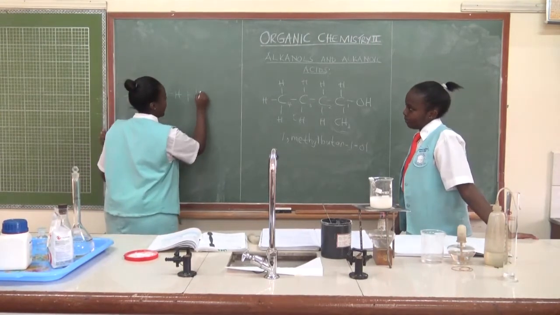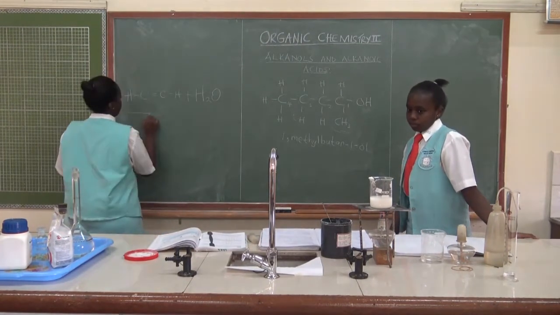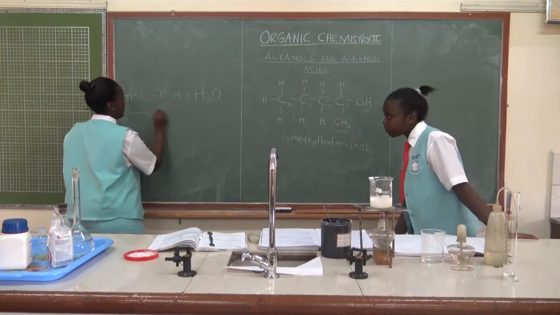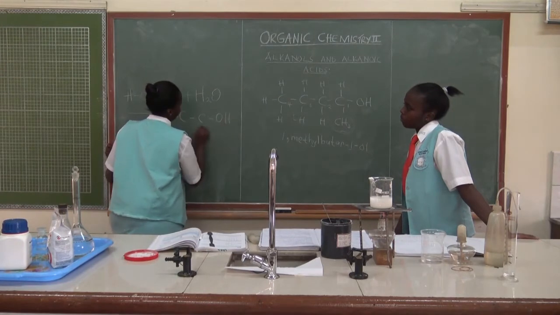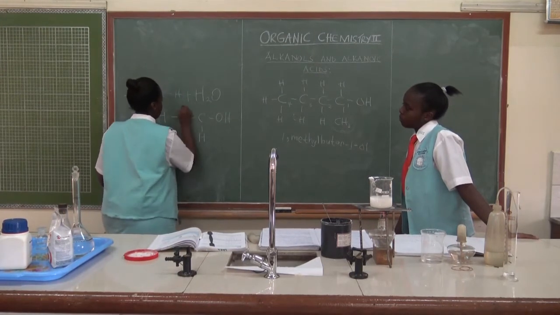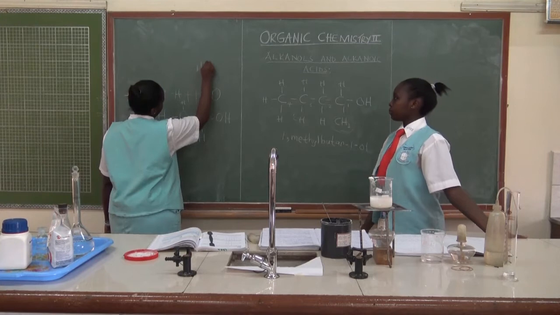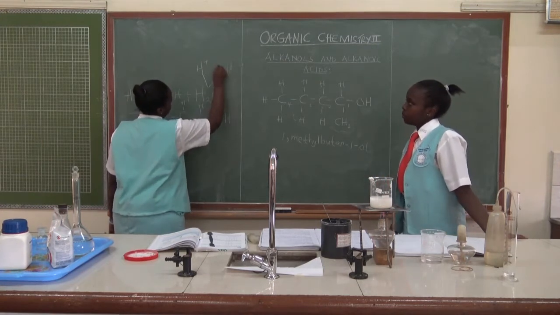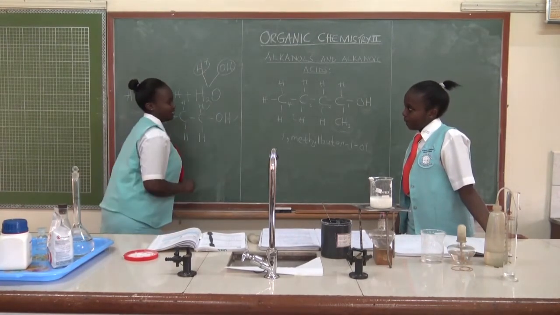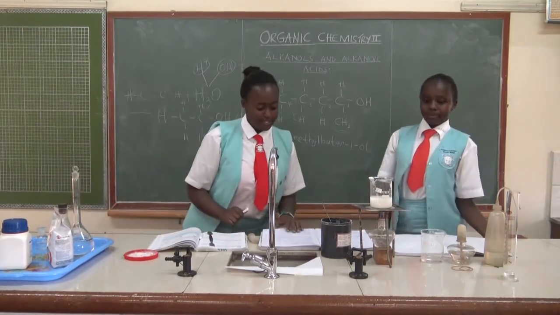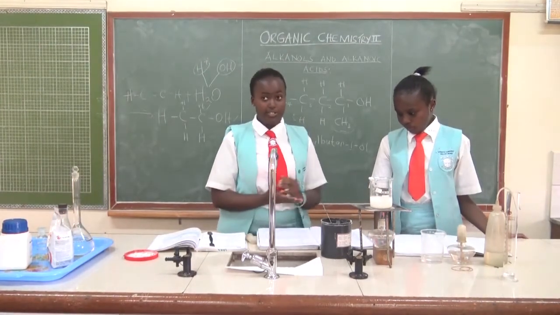Hydrolyzing basically means adding water. So you add H2O, then this bond is broken and becomes a single bond, and becomes HCCH. Water is made up of hydrogen and hydroxide, so this comes here and this comes here. Next we go to the physical properties of ethanol, and she's going to take us through it.